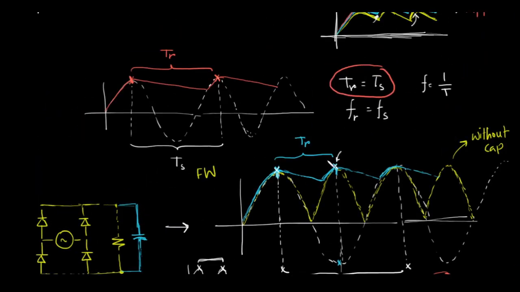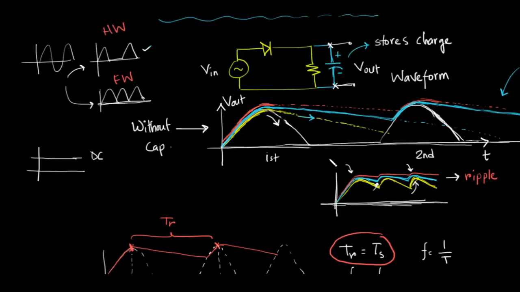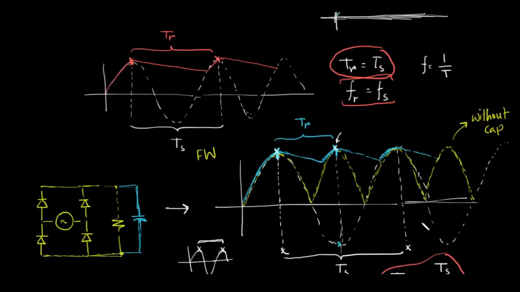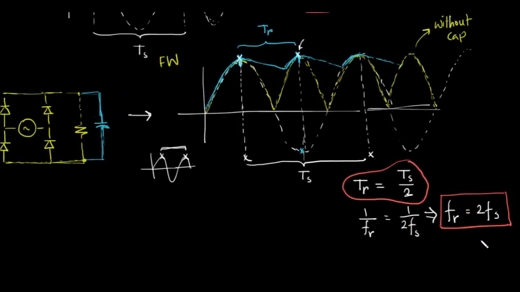So for a half wave rectifier, we saw that the frequency of the ripple was equal to the frequency of the signal, and for a full wave rectifier we are seeing that the frequency of the ripple is twice the frequency of the signal.